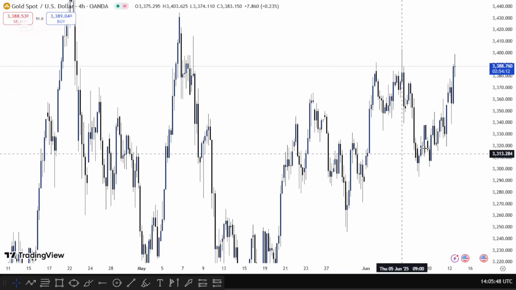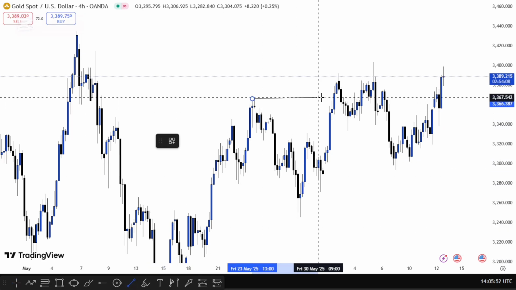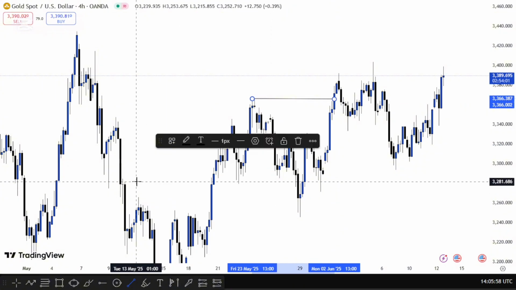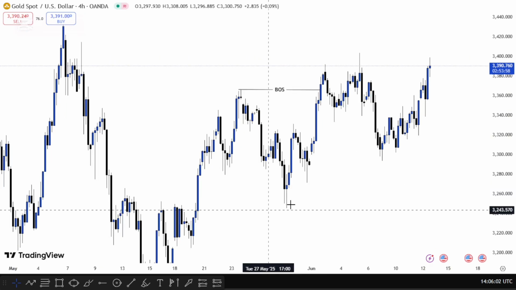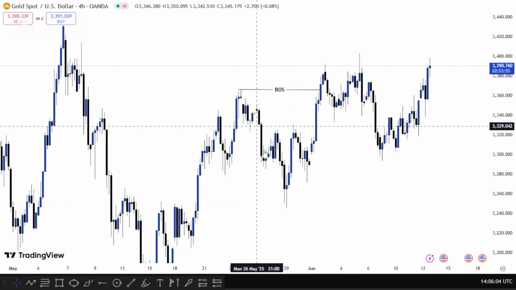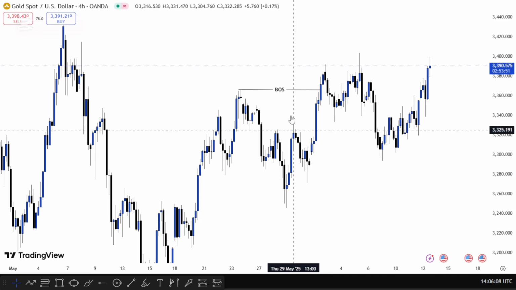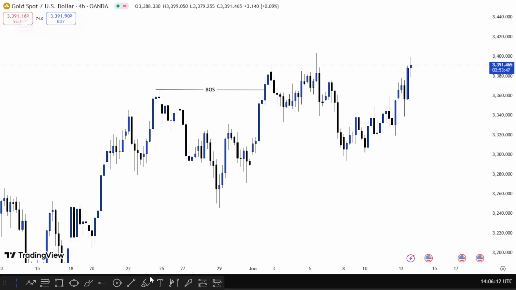So right here, like I was saying, we'll have a break of structure. You guys can clearly see that we have a break of structure right there. And here, this low is actually very important. We have a low, and then we have a break of structure to the upside, or we can call that a market structure shift, whichever one suits you best.